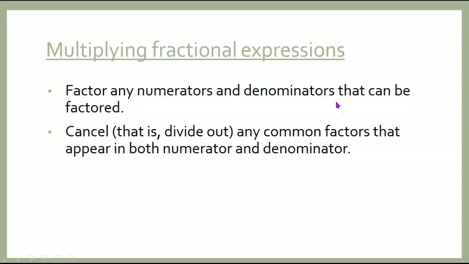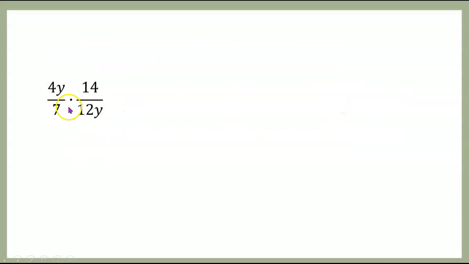So look at some examples of this. 4y over 7 times 14 over 12y. What can we factor? Like, what can we break apart into something times something else? Well, the 14 would be 2 times 7. The 12 would be 3 times 4. And if we wanted, we could break these 4's up into 2 times 2. But since we have a 4 on top and a 4 on the bottom, we might as well just leave them as 4's and let them cancel each other.